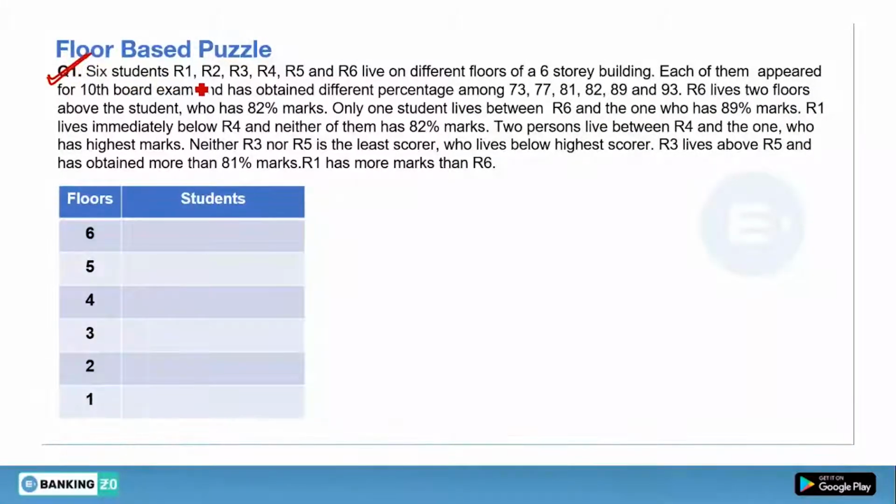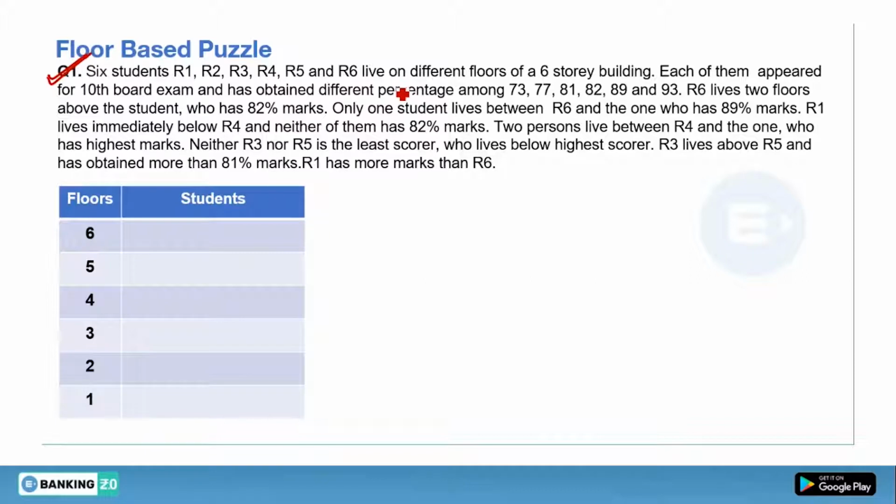Next question: 6 students R1, R2, R3, R4, R5 and R6 live on different floors of a 6-story building. Each of them appeared for the 10th board exam and obtained a different percentage among 73, 77, 81, 82, 89 and 93. So the question is a floor-based puzzle with 6 floors, 6 students and 6 different percentages. We have to identify the floor on which these persons live and the percentage they obtained in the 10th board exam.